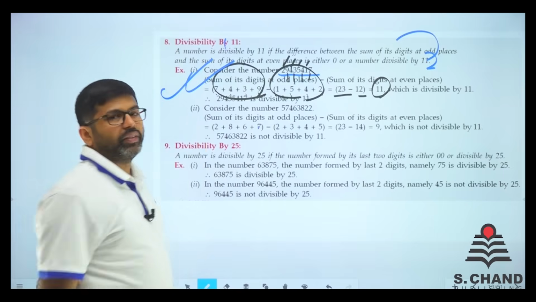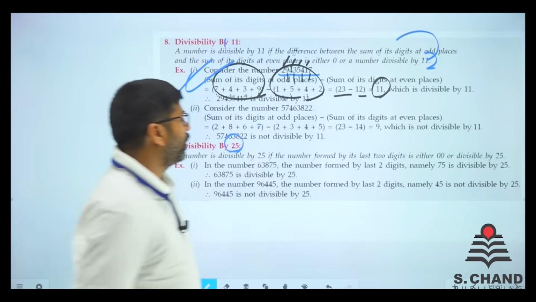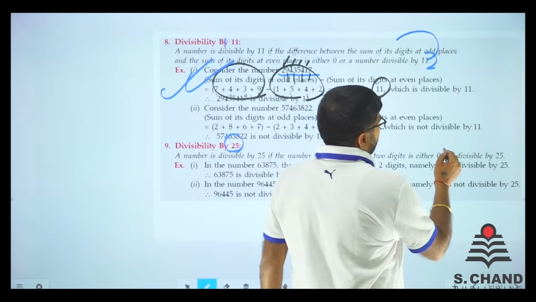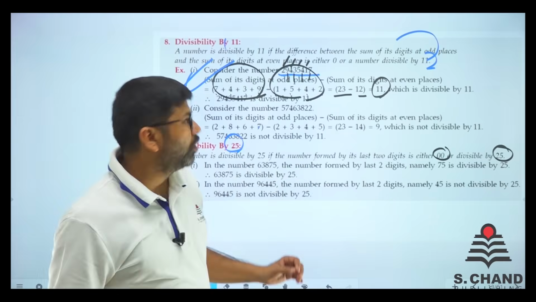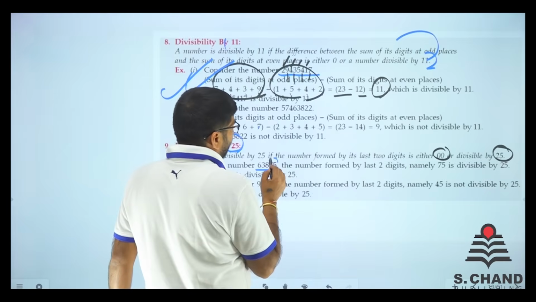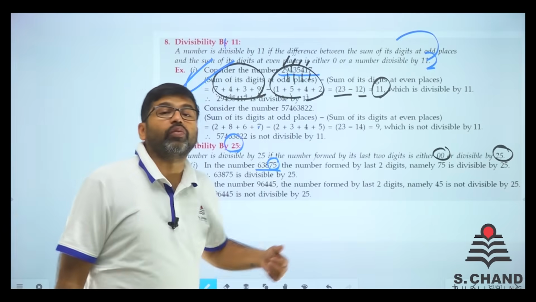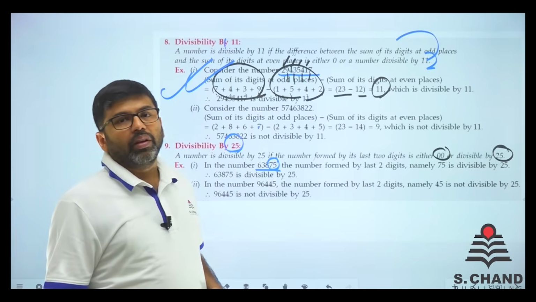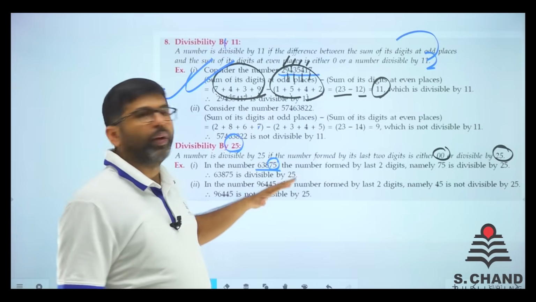Similar like this. What about 25? There's only one thing you need to know. The last two digits are 0, 0 or divisible by 25. Say for example this number. The last two digits are 75. So 75 is obviously divisible by 25. So this will always be divisible by 25.